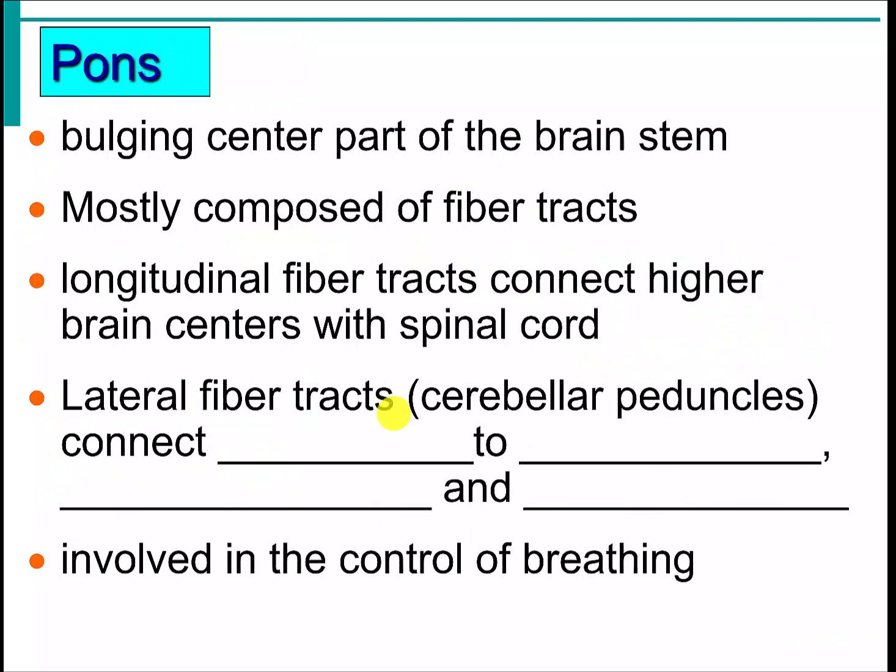Okay, the last part of the brainstem is called the pons. And as I said, anteriorly, you can see it kind of bulging anteriorly, not posteriorly. But that's how you can identify it. Again, mostly comprised of fiber tracts or clusters of axons. And these axons are connecting the brain with the spinal cord. So if you look laterally, which means on the side of the pons, you will see what's called the cerebellar peduncles. Now remember, we already talked about the cerebral peduncles, which are tracts connecting the cerebrum to the medulla oblongata.